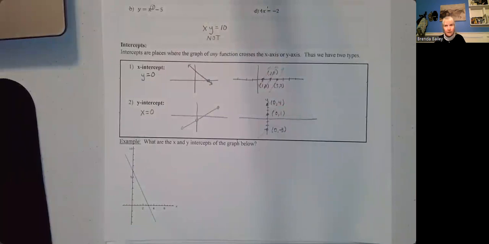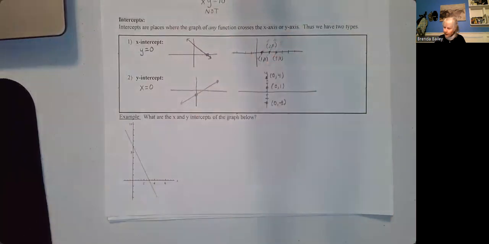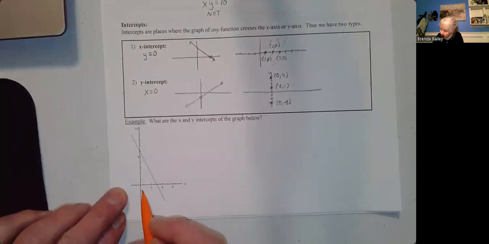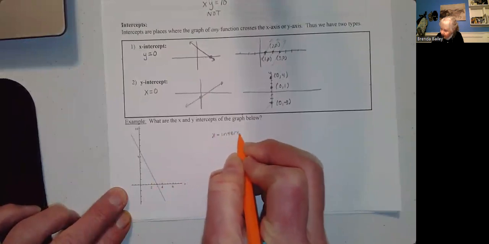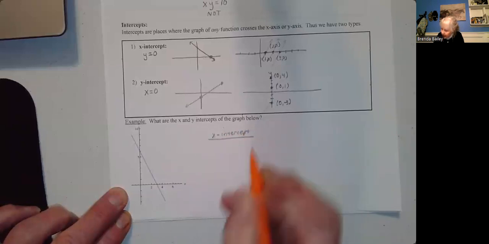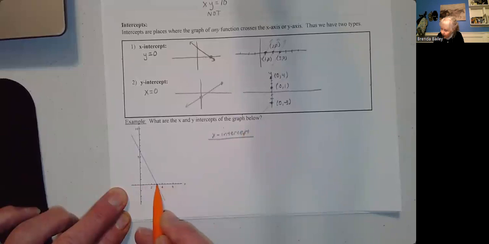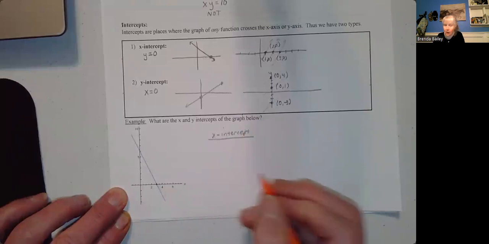So let's go ahead and look at some examples to try to clarify that idea that we just talked about here. Looking at this, what are the x and y intercepts of the graph below? Well, let's find the x-intercept first. When you're given a graph, it's pretty easy. To find the x-intercept, we go along the x-axis to see where it hits. And it looks like it's hitting 1, 2, 3. So it hit the x-axis at 3.